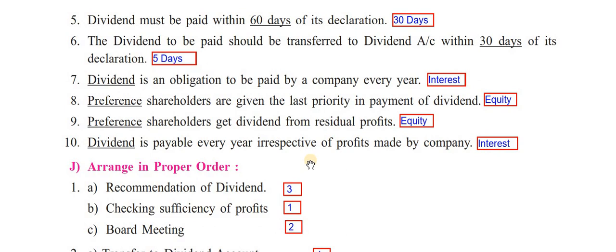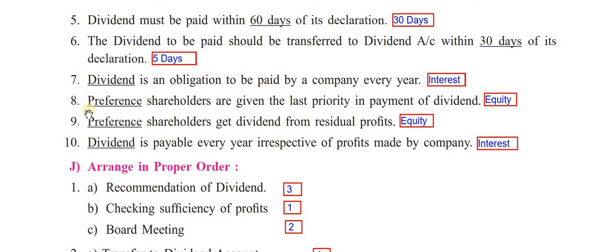Let's go to the fifth one, children. Dividend must be paid within 60 days of its declaration. Huge no. Dividend must be paid within 30 days of its declaration. So the right answer here is 30 days. Sixth, the dividend to be paid should be transferred to dividend account within 30 days of its declaration. Nahi, 5 days. Okay, right answer is 5 days. Seventh, a dividend is an obligation to be paid by a company every year. Dividend is not an obligation. Interest is an obligation to be paid by the company every year.